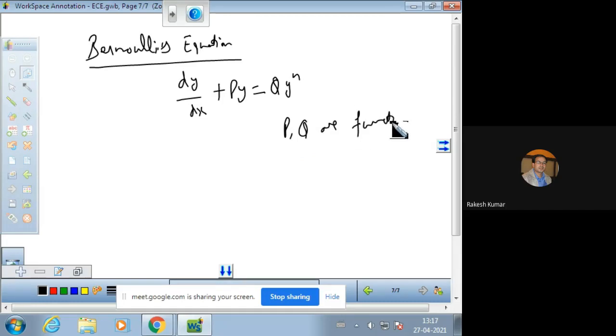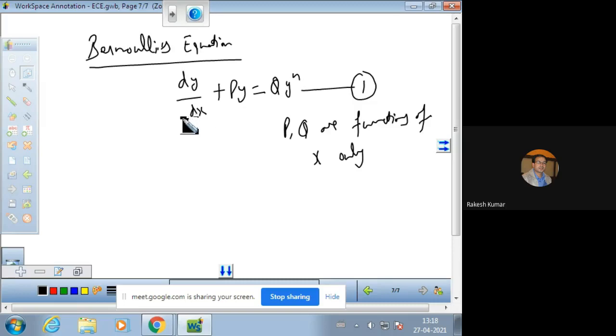P and Q are functions of x only. ये P और Q x के ही फंक्शन होंगे या फिर कांस्टेंट होंगे. So this equation is known as Bernoulli's differential equation. So first of all, you need to convert it into linear form, Leibniz linear form, and then find out the solution.